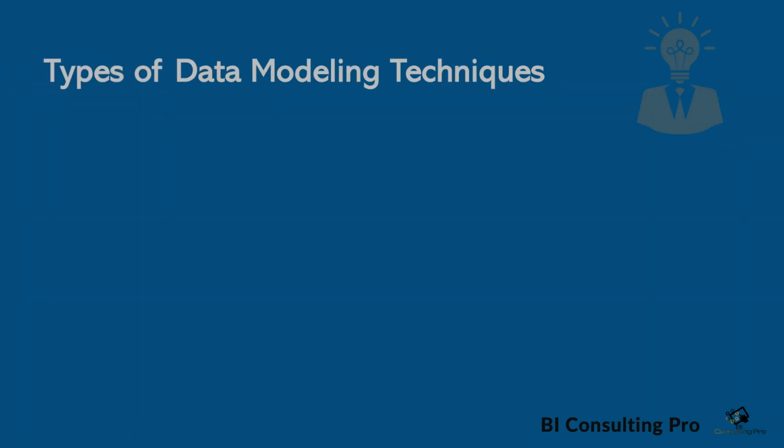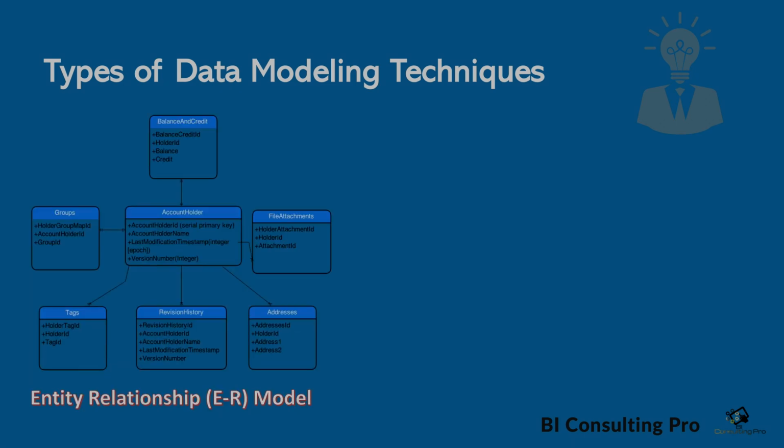So let's discuss what the different types of data modeling techniques are. The very first technique is known as the entity relationship model, which we are going to use in Power BI, where your different entities, meaning the different tables, are connected via different relationships. The relationships are basically based on the two key columns in both the tables or both entities.